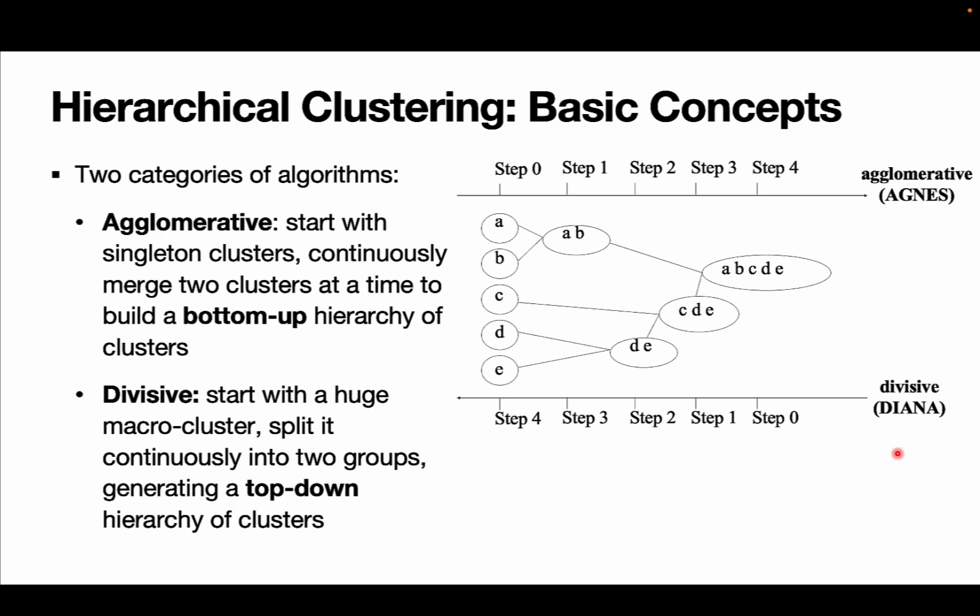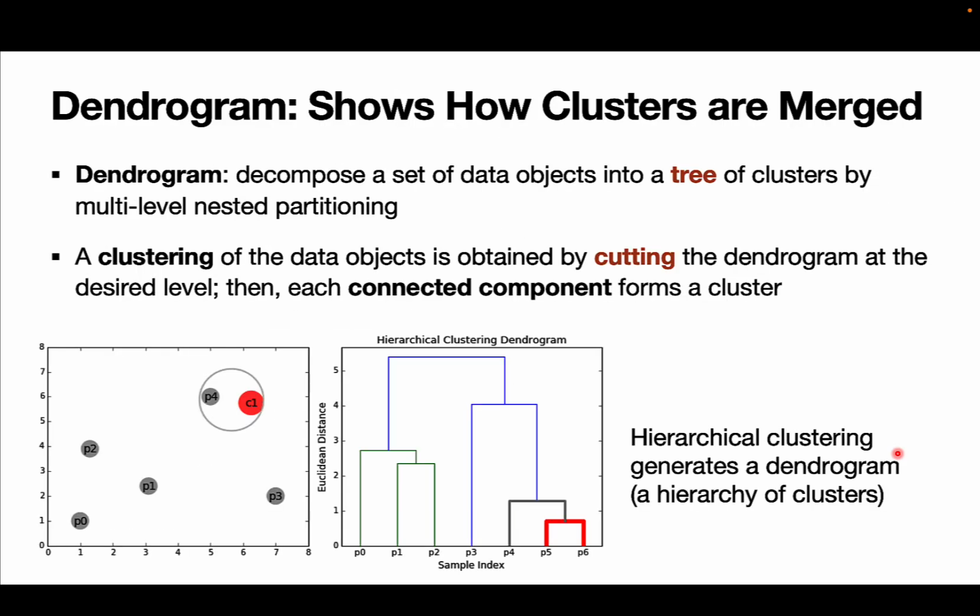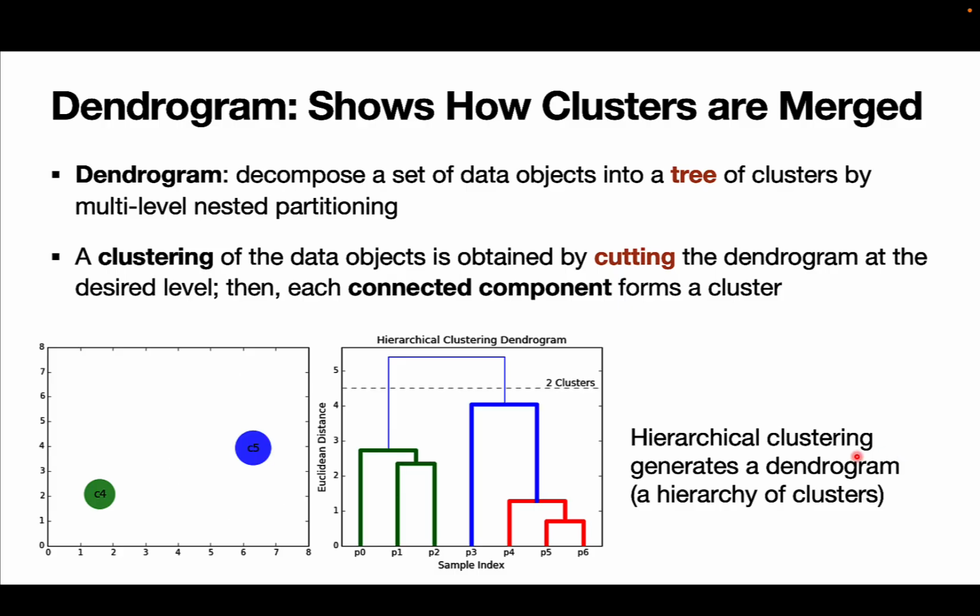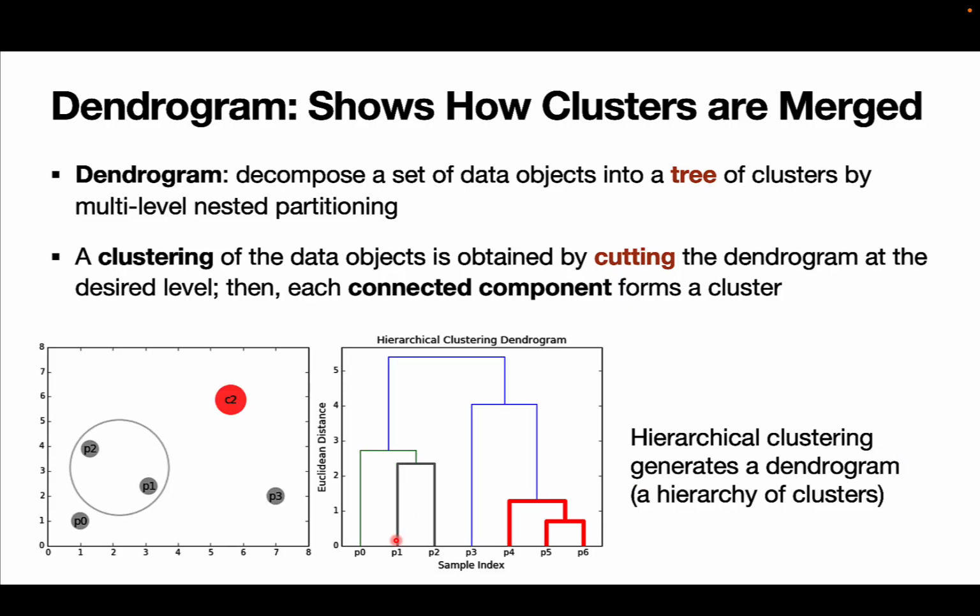By following either approach, we can generate a full clustering hierarchy, often visualized as a dendrogram. A dendrogram gives us a nested, tree-based view of how clusters are formed or divided at different levels of similarity. Let's walk through the visualizations.